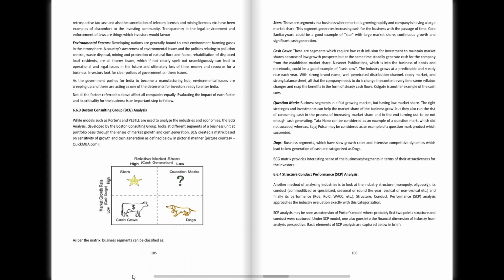Structure Conduct Performance (SCP) analysis. Another method of analyzing industries is to look at the industry structure, such as monopoly or oligopoly, its conduct, whether commoditized or specialized, seasonal or round the year, cyclical or non-cyclical, etc., and finally its performance: ROE, ROIC, WACC, etc.